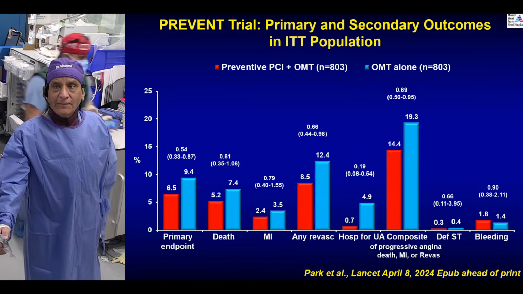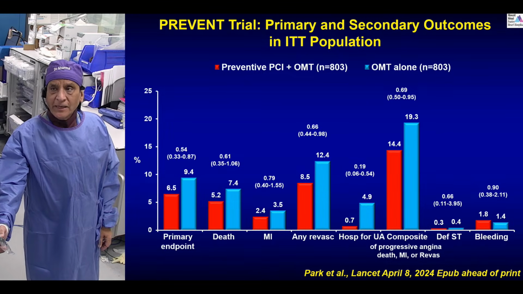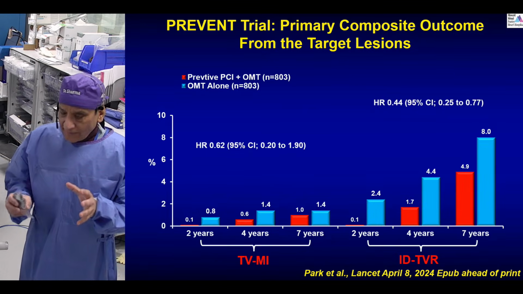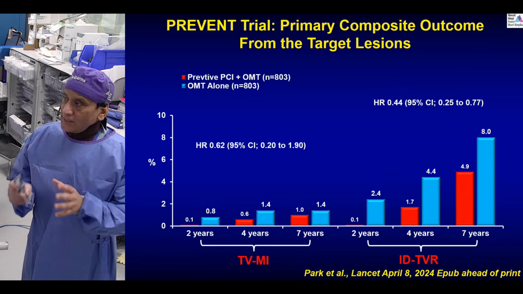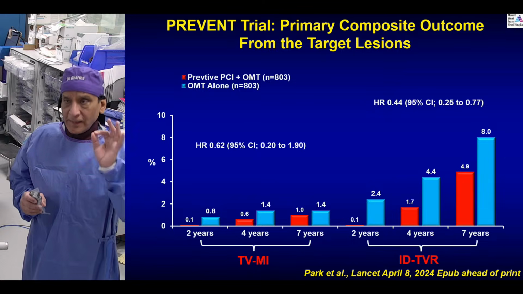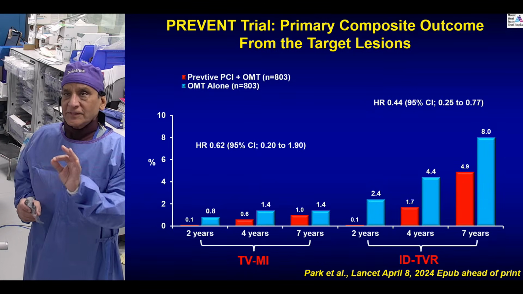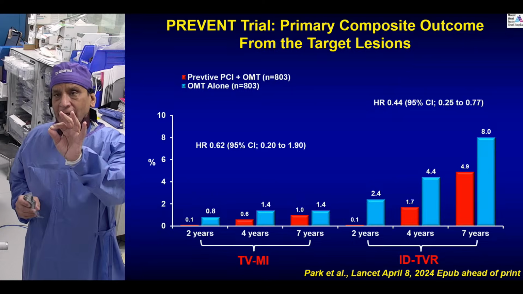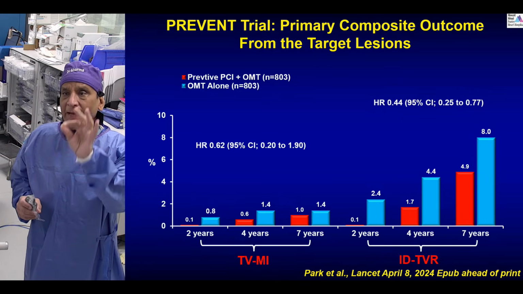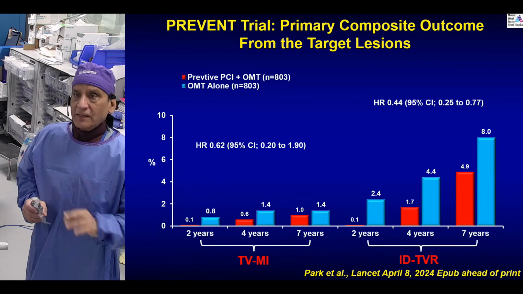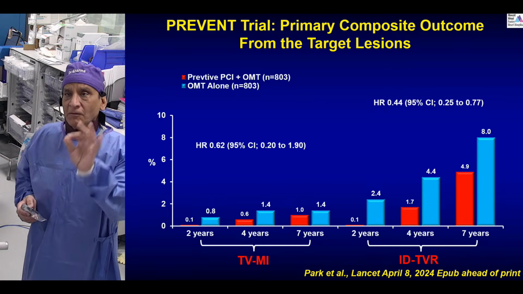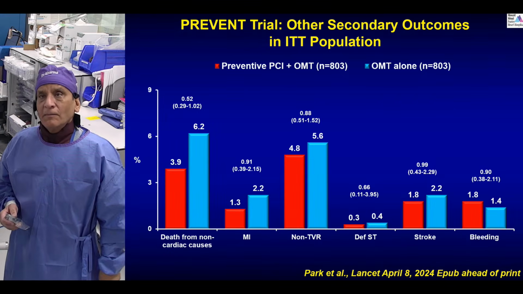Primary endpoint: death, MI, any revascularization, unstable angina. There's no difference in stent thrombosis or bleeding. So you say, well, we understand that. But is it related to the lesion? So I made this special slide for target vessel MI and ischemia-driven target vessel revascularization. And look at this one: numerically, target vessel MI was lower in the preventive PCI group, and significantly lower ischemia-driven target vessel revascularization. Those are likely the responsible mechanism for the benefit of the PREVENT trial at follow-up.